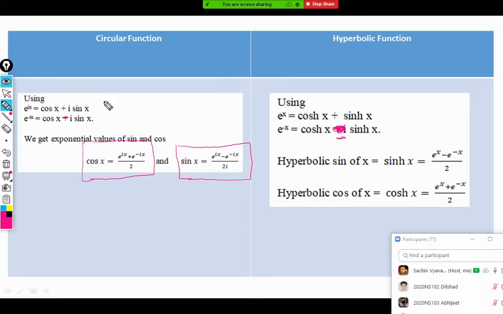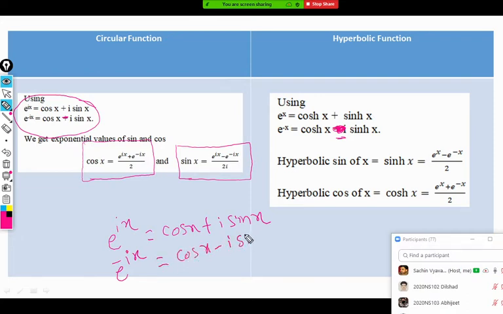So let me first focus on the circular definition. These are known as Euler's formulae. Whatever I am writing, this set is known as Euler's formula. What is Euler's formula? The Euler formula says e raised to ix is cos x plus i sin x. This is the first formula. And e raised to minus ix is cos x minus i sin x.